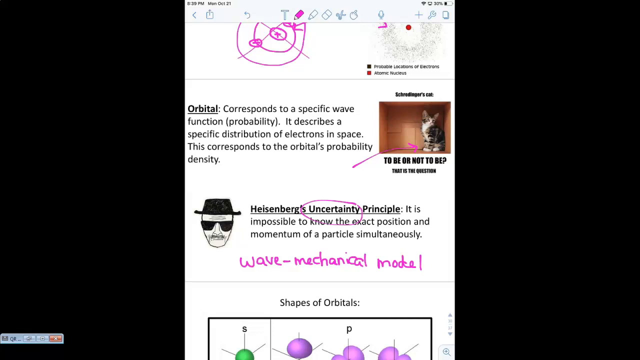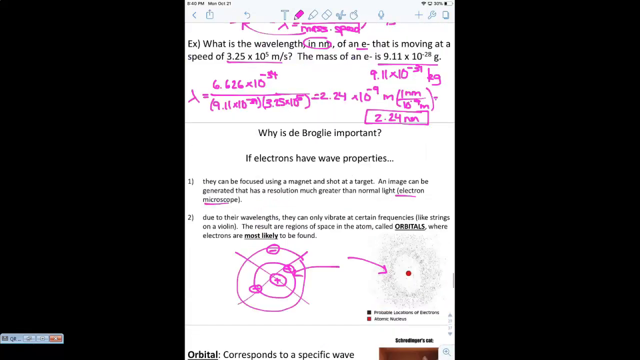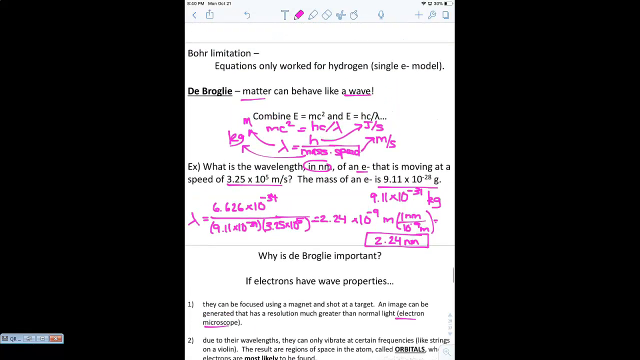What I want you to do is work on the problems on pages 34 to 35 of the packet. That's going to be using the de Broglie equation. We did 34 in class the other day, so you're going to do the rest of the questions on 34 and 35 for homework.